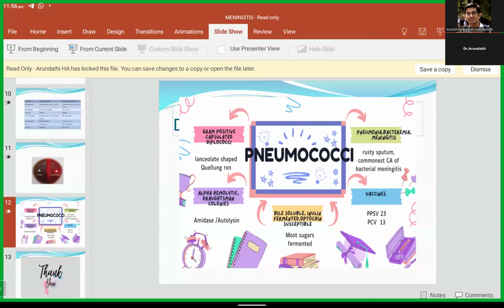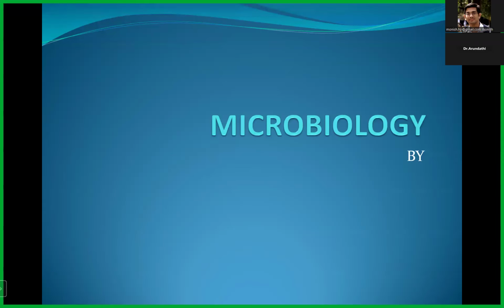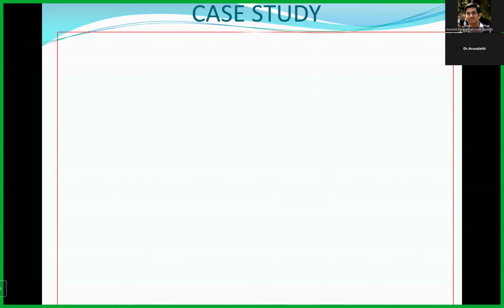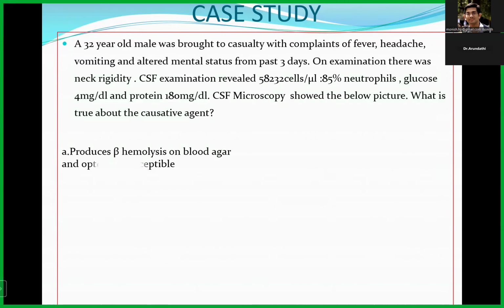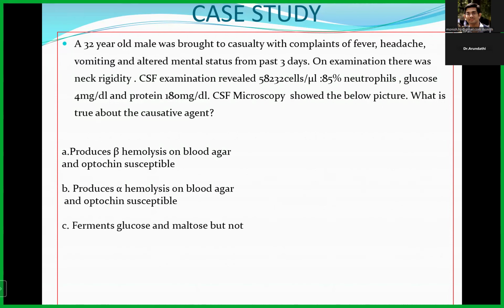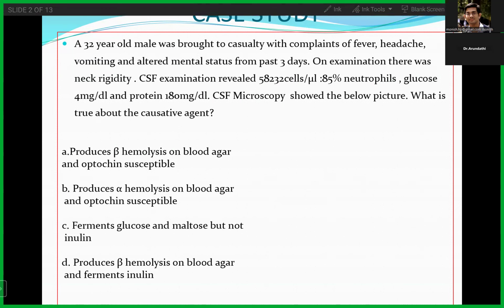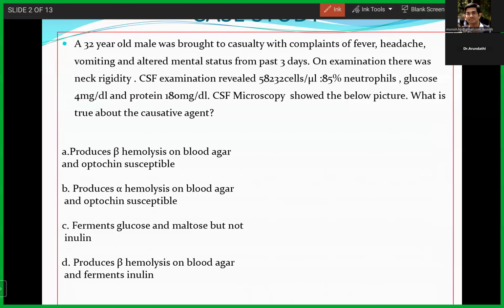If we go back to our question, we can now answer it. Please answer this question. So we know it is Streptococcus pneumoniae. Does it produce beta hemolysis?